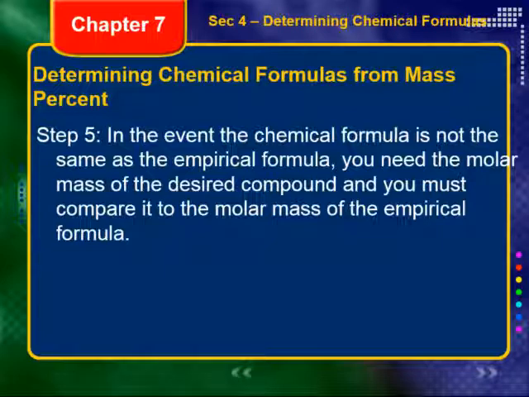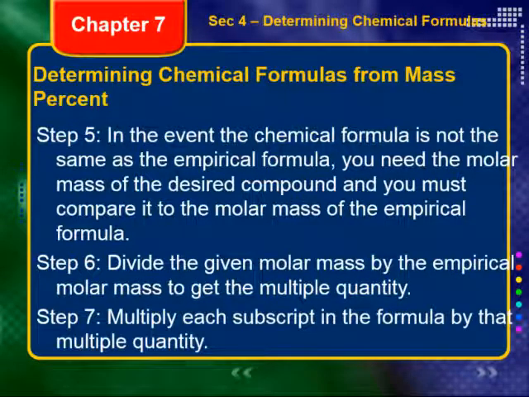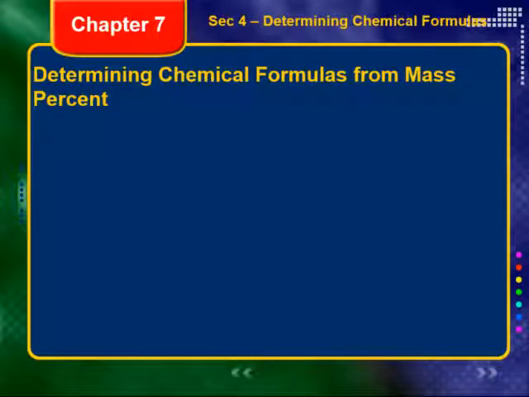In the event that the chemical formula is not the same as the empirical formula, because oftentimes it's not, though sometimes it is, you need the molar mass of the desired compound, and then you must compare it to the molar mass of the empirical formula. Divide the given molar mass by the empirical molar mass to get the multiple quantity, and then multiply each subscript in the formula by that multiple. This is what we did in the sample problem just a few slides ago. We're doing the exact same thing here.